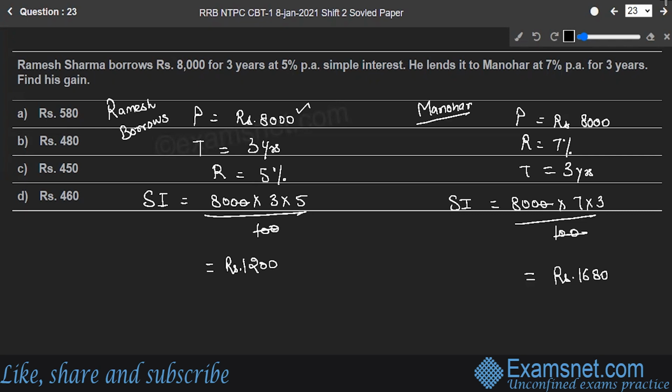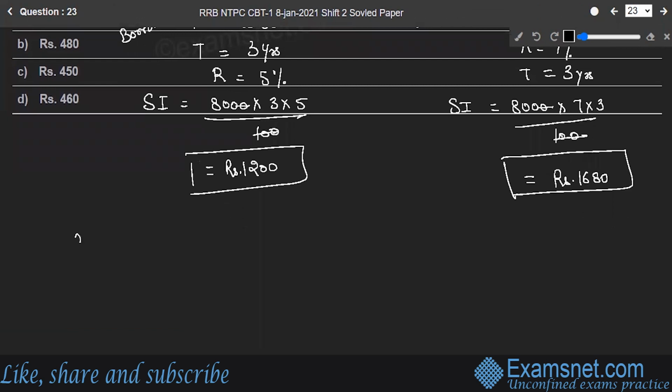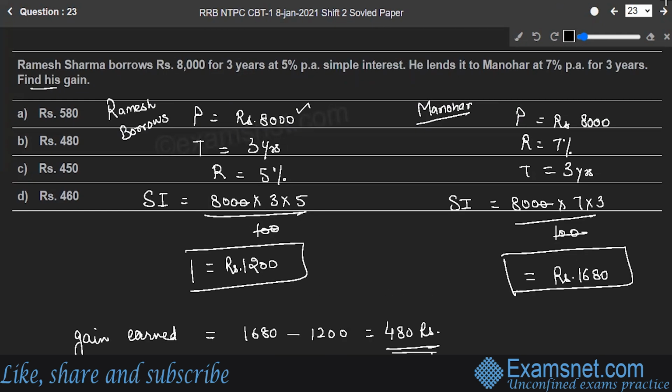So you have to find his gain because he got the interest of 1680 from here and he has to pay 1,200 to the bank or from wherever he has lended the money. So gain earned is equal to 1680 minus 1,200, which is equal to 480 rupees. You have to find out just the amount and it is option B.